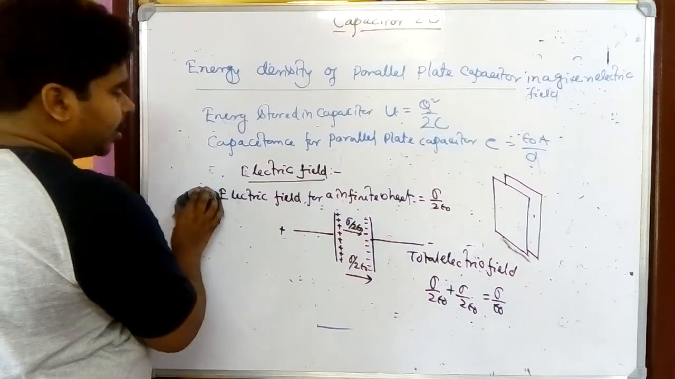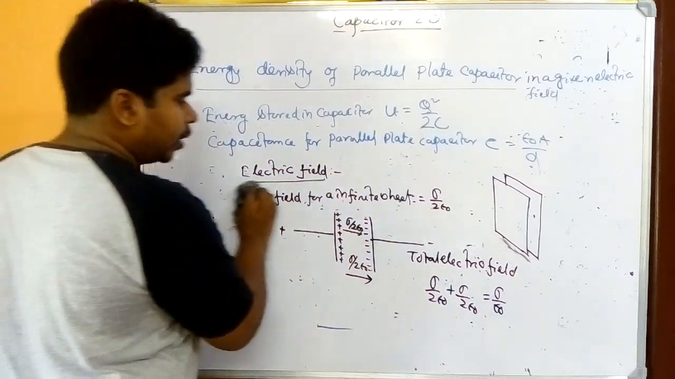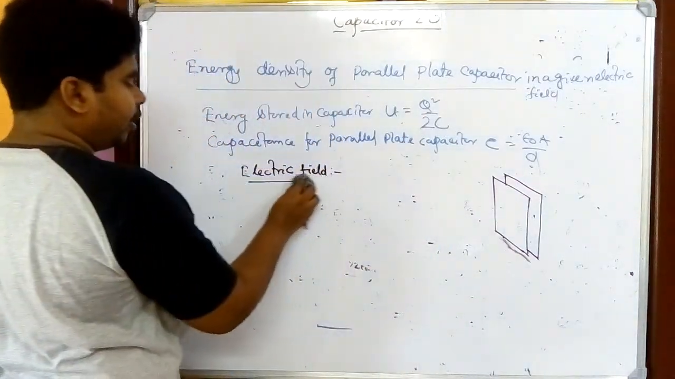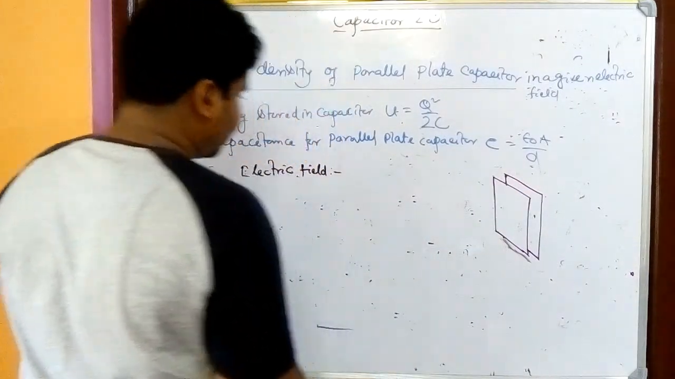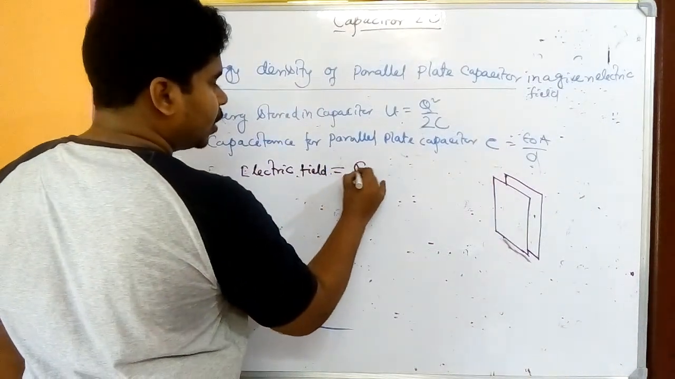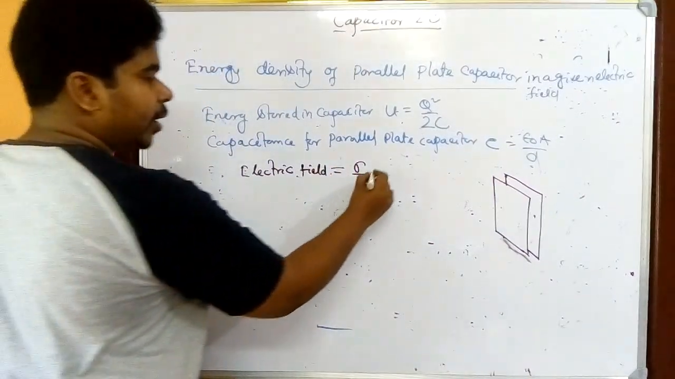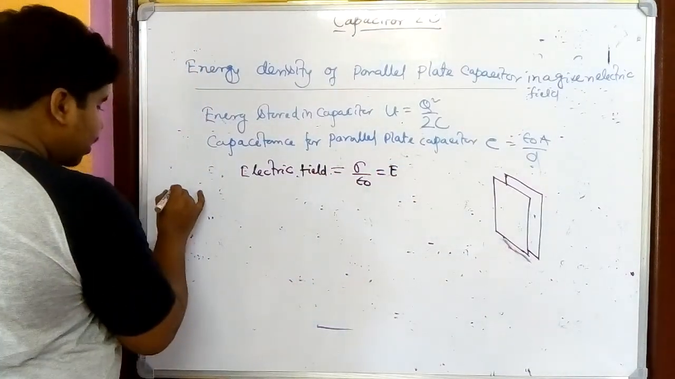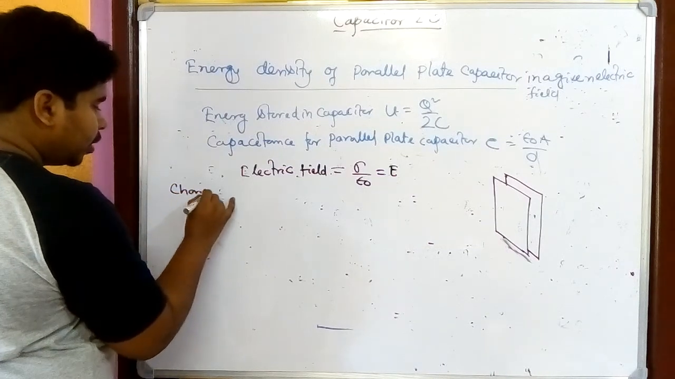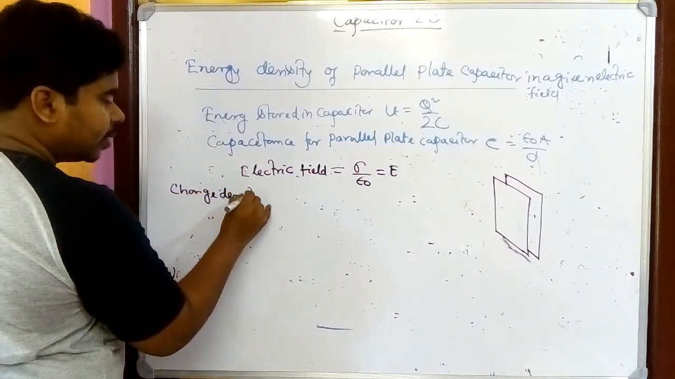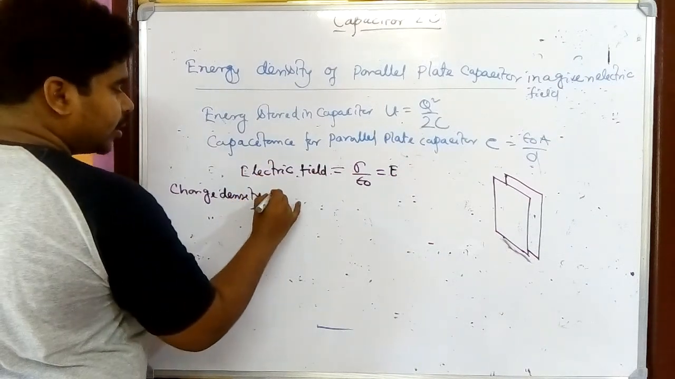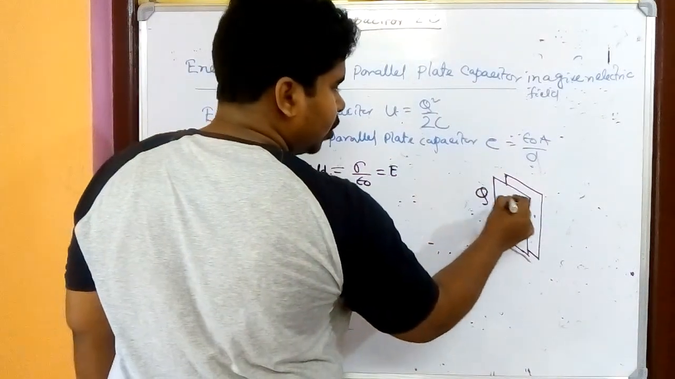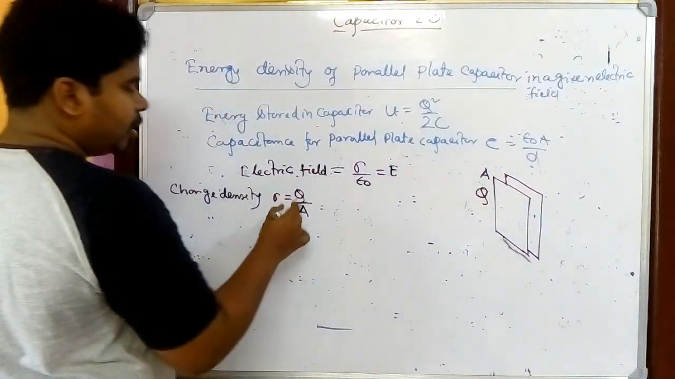I'll just erase this, otherwise it is difficult for me to calculate. Those who have not written, pause the video and write it down. So electric field is equal to sigma by epsilon naught, we can write directly that is equal to E. Sigma is what? Sigma is charge density for a surface. So sigma equals Q by A. If the total charge is Q and the area is A, then it is Q by A.